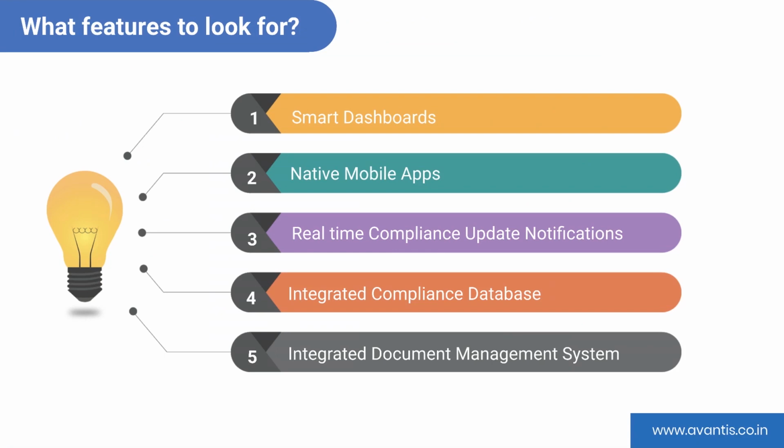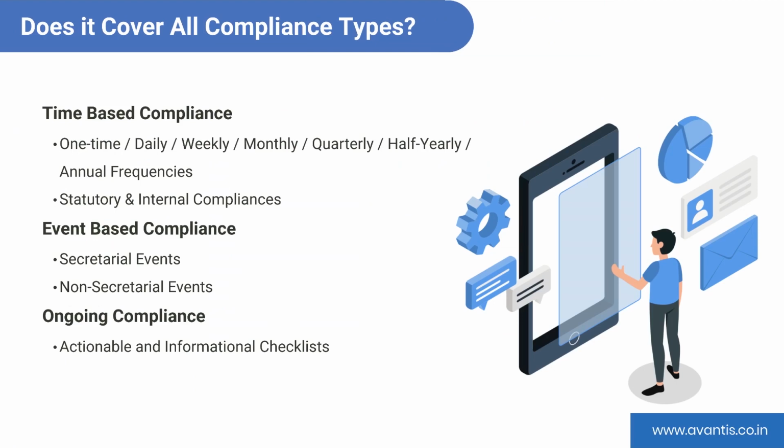You want to make sure that the software that you choose has a variety of features we'll talk about further in this discussion, but without those features, the software will be of little or no use. Let's move forward. The first question that you should ask is, does your compliance software cover all the various compliance types? Now, we mentioned that there are 3 types of compliances, which are time-based, event-based, and ongoing. Time-based compliances, as the name suggests, have a frequency: one time, daily, weekly, monthly, quarterly, half-yearly, annual. These are all typical frequencies for time-based compliances. You want to make sure that your software supports it.